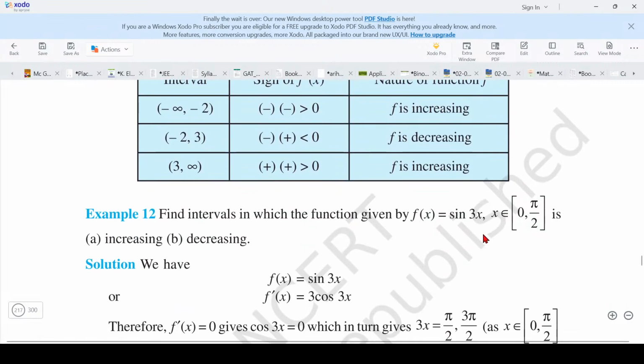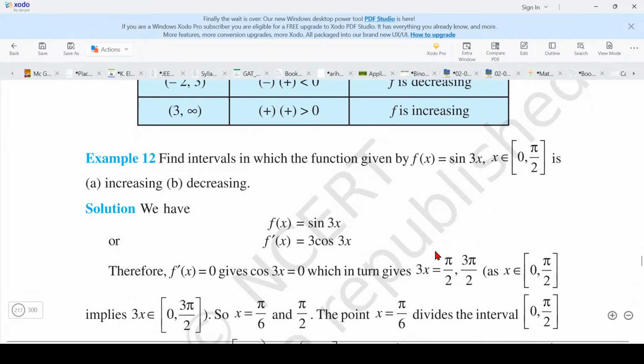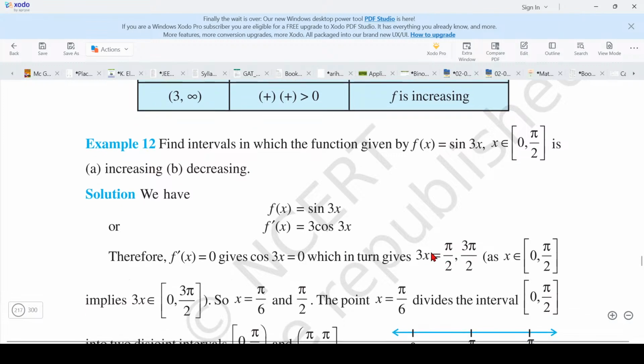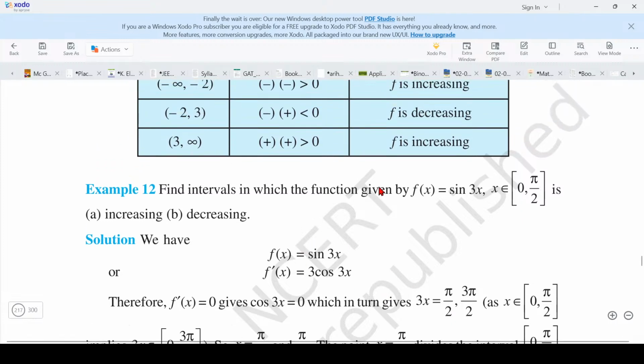See here, this kind of thing, sine 3x: when is it increasing, when is it decreasing? You differentiate, you will get 3 cos 3x, right? 3 cos 3x, when is it positive, when is it negative? That means 3 anyway you can skip. Cos 3x, when is it positive? When 3x is between... cos 3x is 0. Okay, fine. Do this and tell me. When is this positive? Tell me. Between 0 to pi.